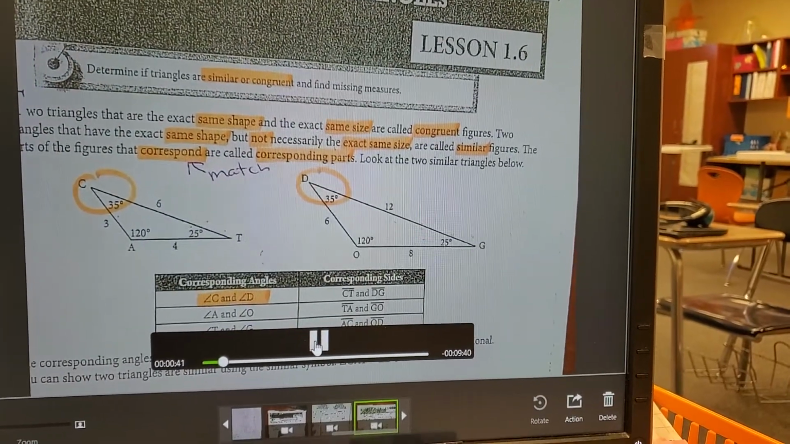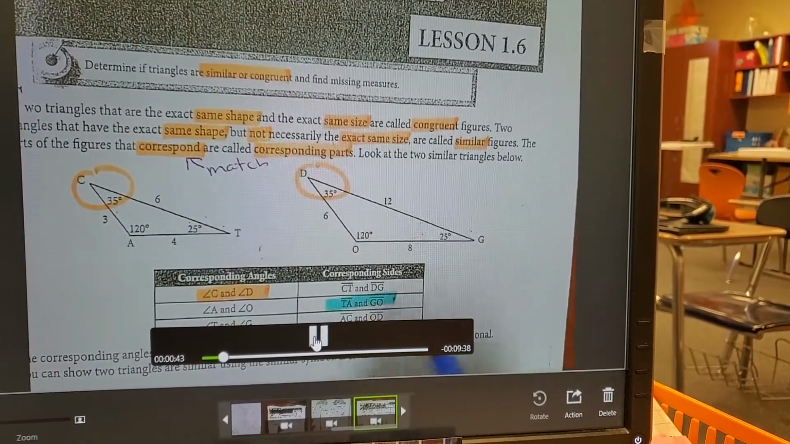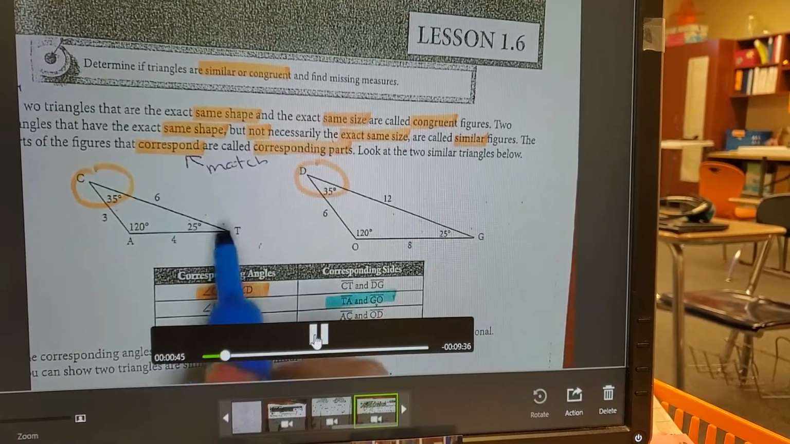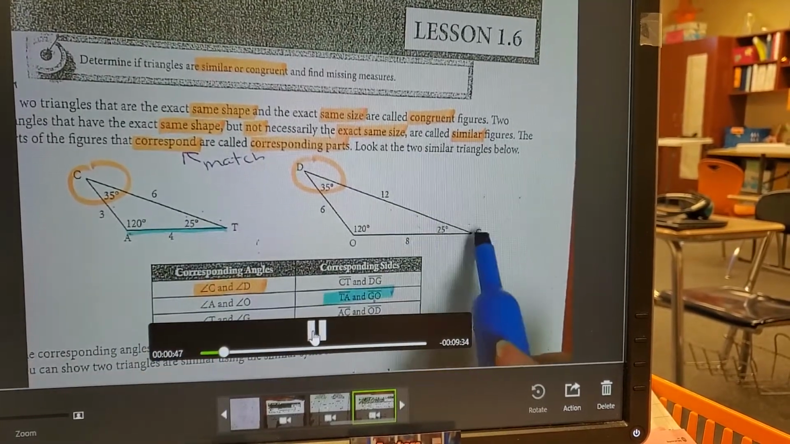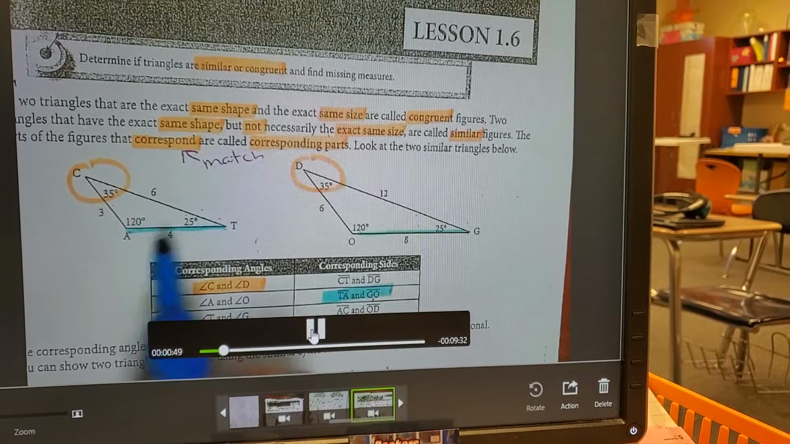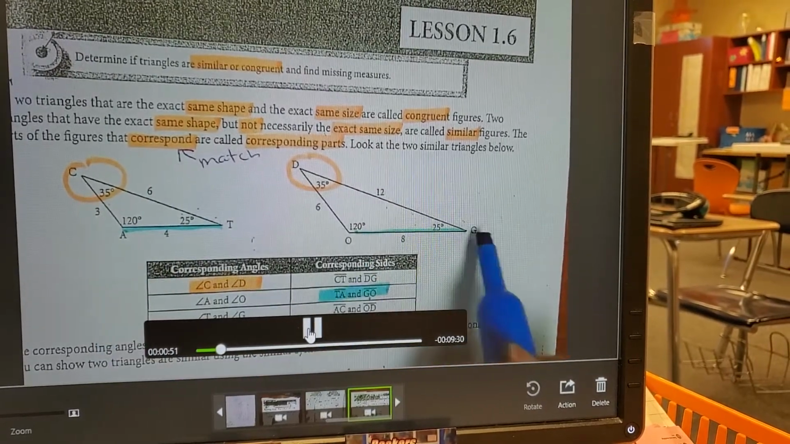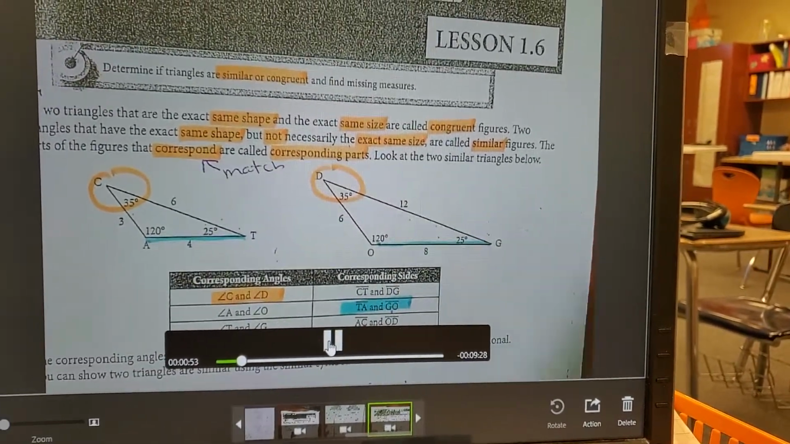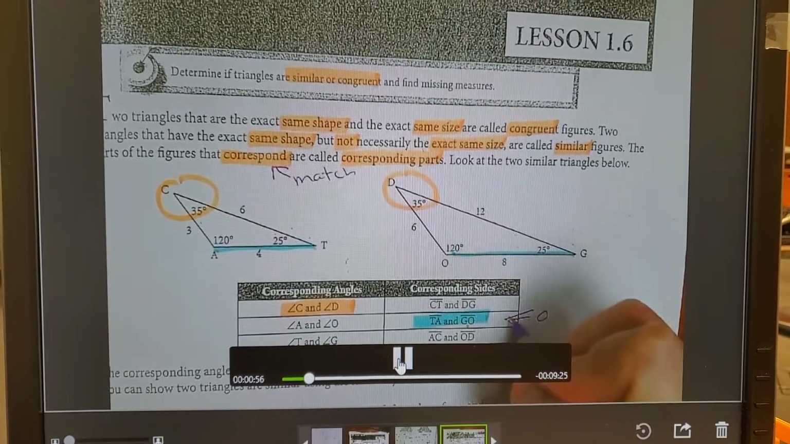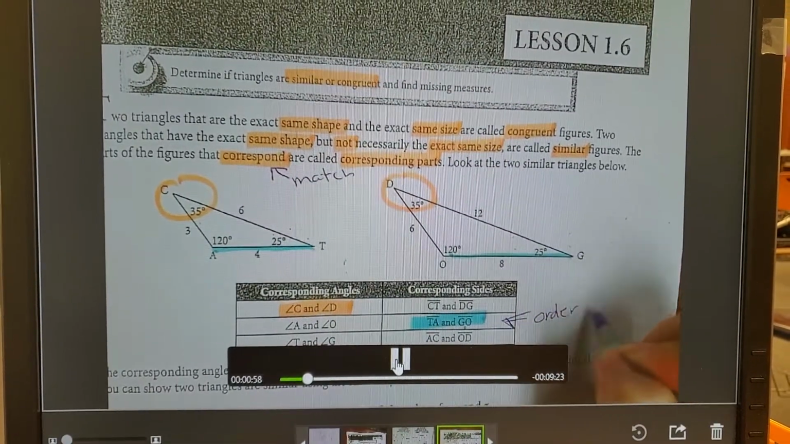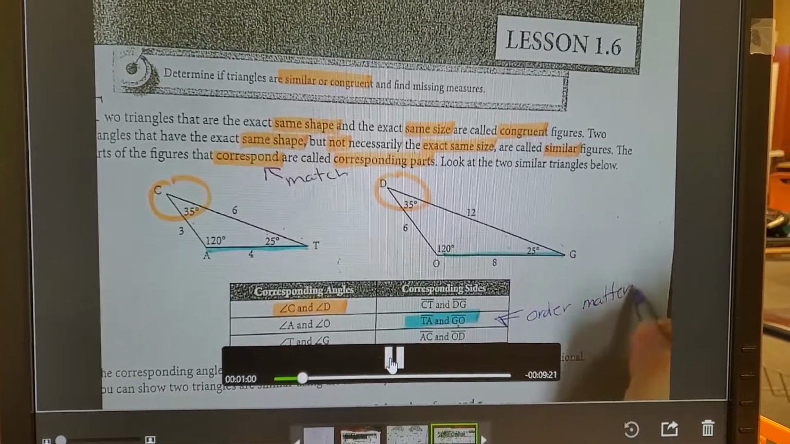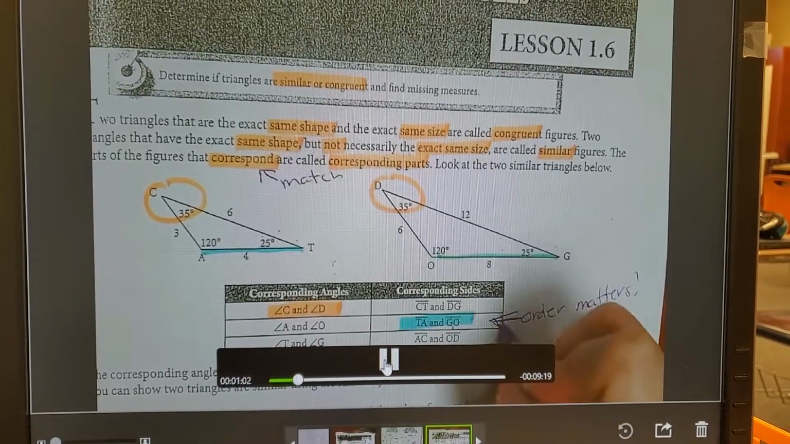Then if we take a look at their corresponding sides, it says TA corresponds with GO. Notice it did not say TA corresponds with OG. As you'll notice, order matters. Don't forget that.